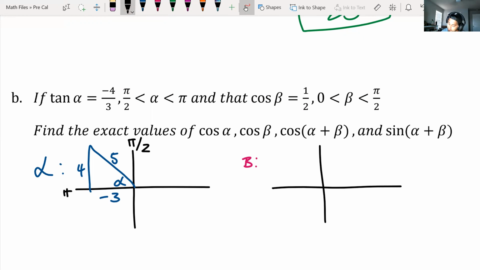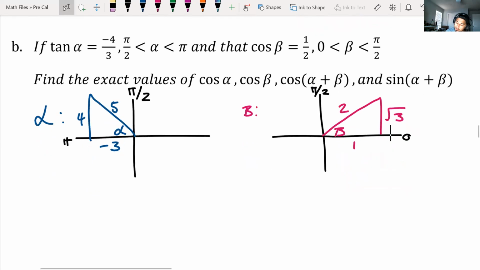All right. Now beta is stuck between 0 and pi over 2. What quadrant are we in? 1. There's beta. And if cosine is 1/2, this means what? What's my base? Adjacent 1, hypotenuse 2. And height is the square root of 2 squared minus 1 squared. So 4 minus 1, square root 3. Okay, there you go. All values are filled out.